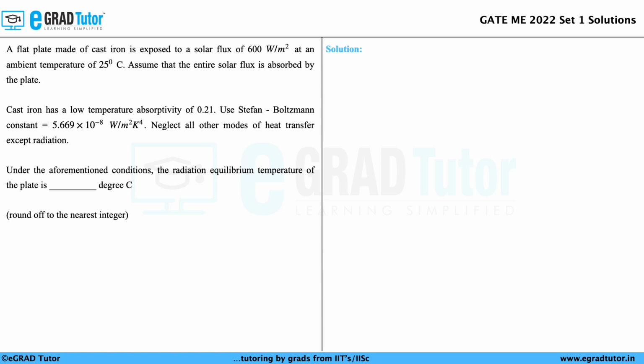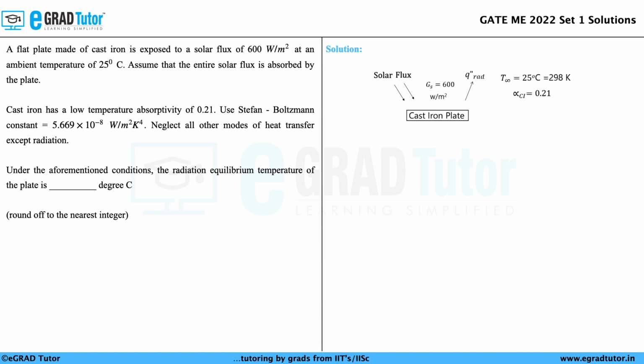Use Stefan-Boltzmann constant equal to 5.669 into 10 power minus 8 watt per meter square Kelvin power 4. Neglect all other modes of heat transfer except radiation. Under the aforementioned conditions, the radiation equilibrium temperature of the plate is. So we need to find out the equilibrium temperature of the plate in degree centigrade. Let's look at the solution.